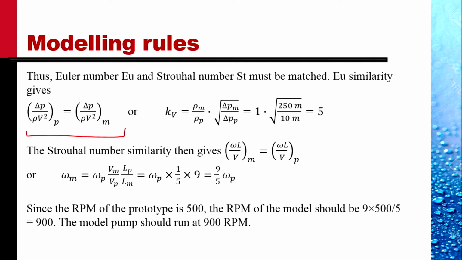This Strouhal number similarity, on the other hand, gives us omega L by V for the model is the same as omega L by V for the prototype, which gives you the angular speed of the model should be 9/5 of the angular speed of the prototype. Since the RPM of the prototype is 500, the RPM of the model should be 9 by 5 of 500, which is 900 RPM. So when the prototype runs at 500 RPM, to obtain similarity, we must run the scale model at 900 RPM.